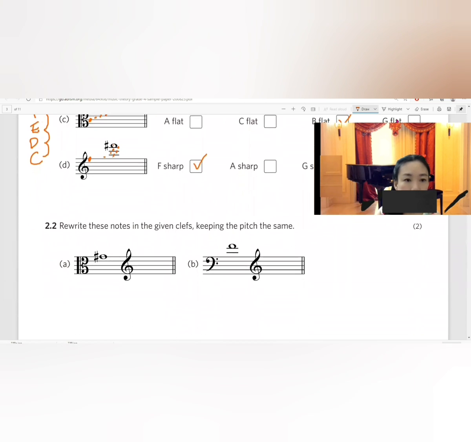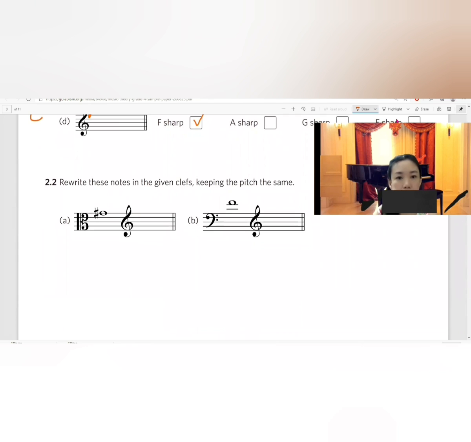Next question. Rewrite these notes in the given clef, keeping the pitch the same. Keeping the pitch the same, that means you need to use the middle C as a guide. Search for the middle C and use it as a guide. So this is an alto clef. So alto clef middle C is here. For treble clef, the middle C is here. So from here to here is going up. So you can count upwards from middle C. So C, D, E, F, G. So this is a G sharp above middle C.